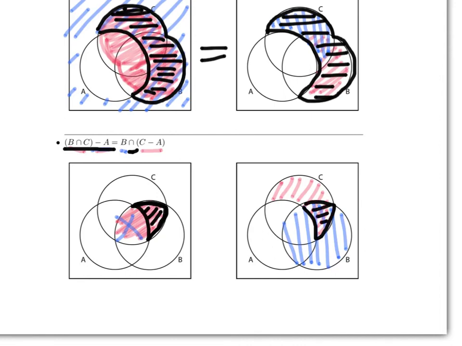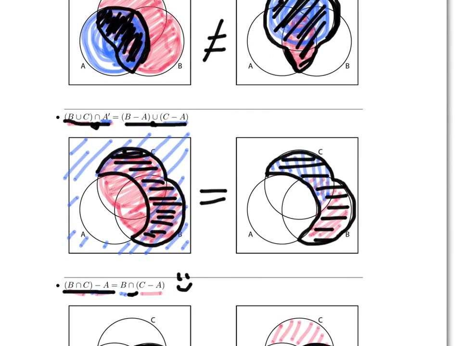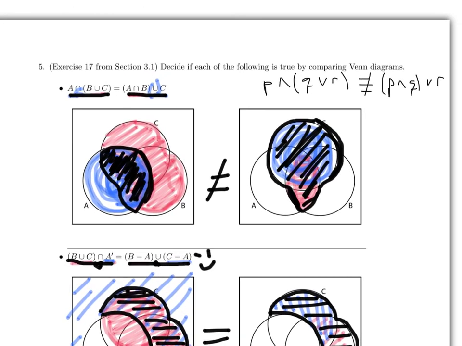So again, we can see that these are the same Venn diagram, and so this is a true statement about sets. This is also true. It's kind of winking at you. And the statement at the top of the page is not true. That is not a true statement about sets.